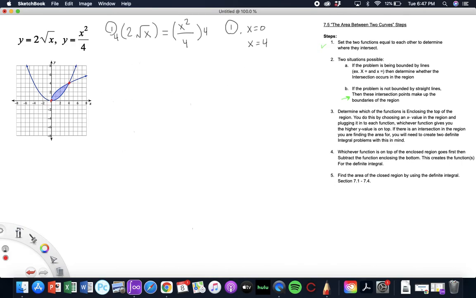Now you may be able to see here that this looks like the top function, which would be this 2 square root x. But for the purpose of showing you how it works here, I'll call that f of x, like I've been doing, and I'm going to call this function g of x.